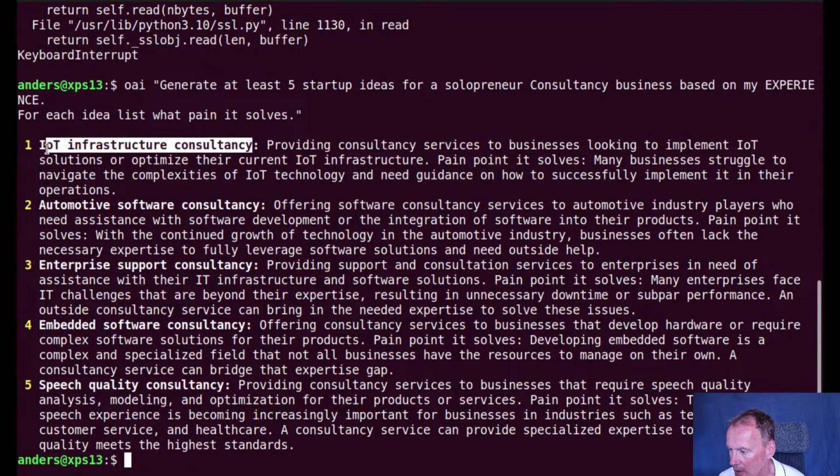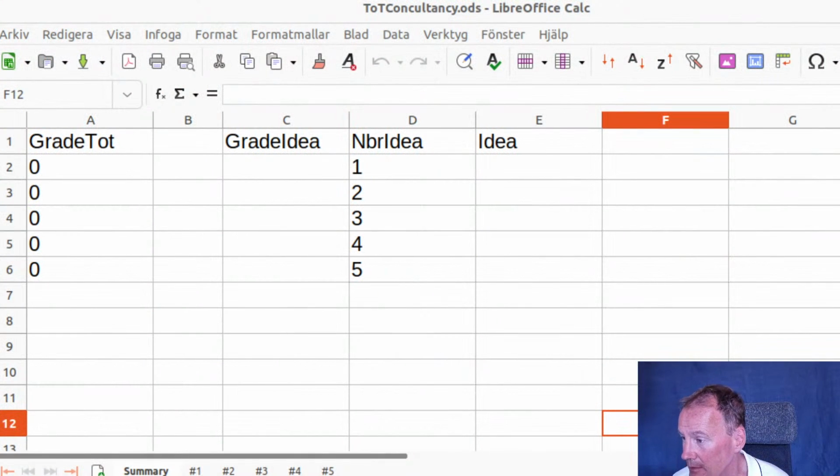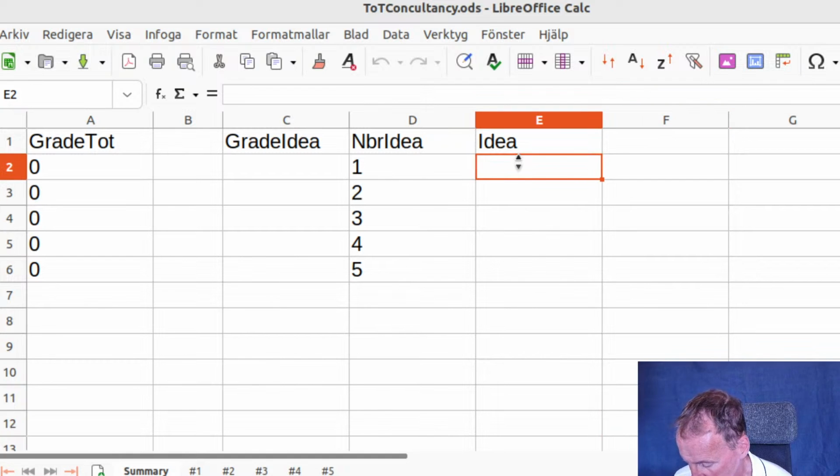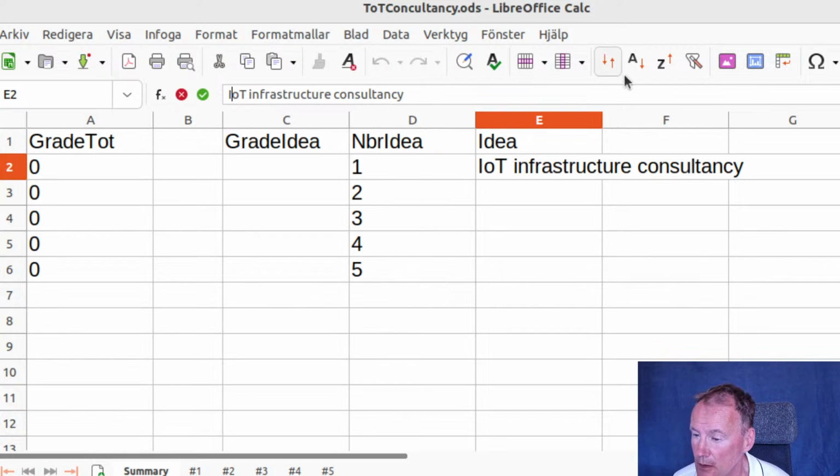So now to run this, I have actually set up an Excel sheet, of course not in Excel but in Calc, to do the calculations and everything. So idea number one, that is IoT infrastructure consultancy. Where's my I? There.